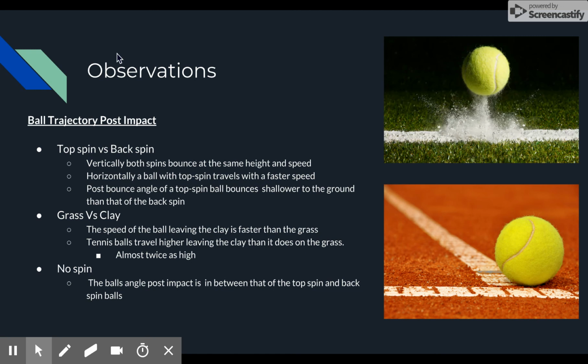Comparing a grass versus clay court, the speed at which a ball leaves the clay court is faster than it would leave the grass court, and a tennis ball will bounce almost twice as high off a clay court than it does off grass. For a tennis ball with no spin, the post-impact trajectory angle is between the top and backspin angles.